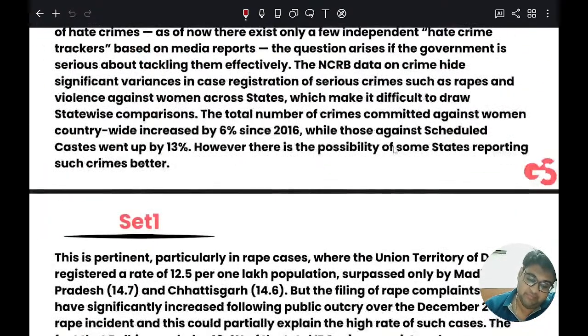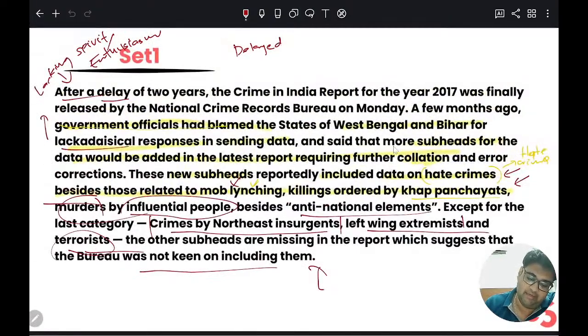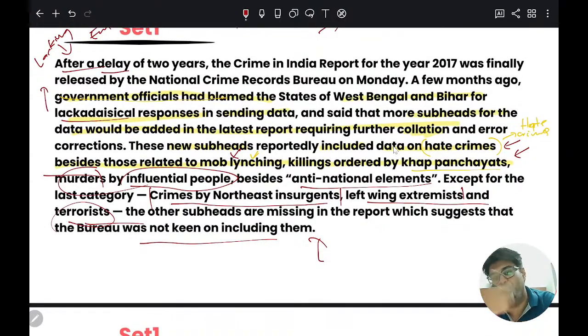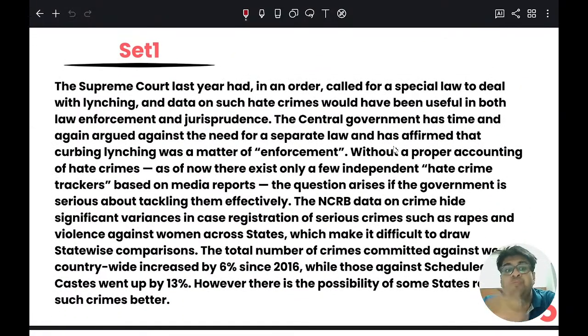Okay, fine. The Supreme Court last year in an order called for a special law to deal with lynching. Okay, now they're talking about this report. A new report has come. This includes this, includes that, does not include this. Now we know what all it includes, what all it does not include, and we also know that these states were lackadaisical. Which are the states? West Bengal and Bihar. That is the important information. I retain it. If I have to get back, I'll come back here.